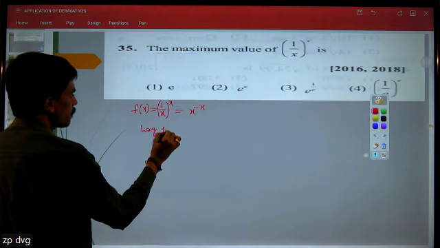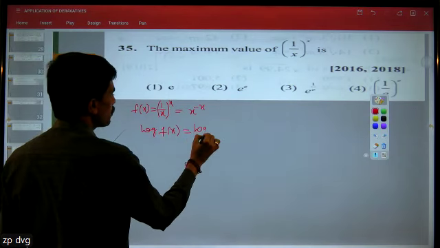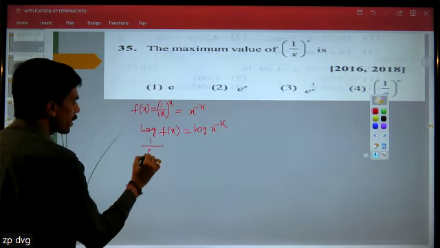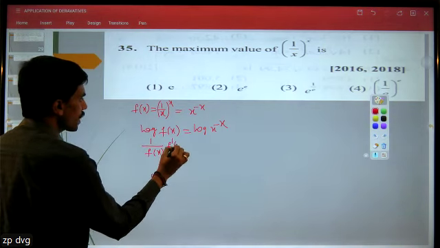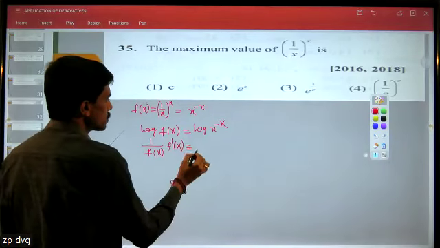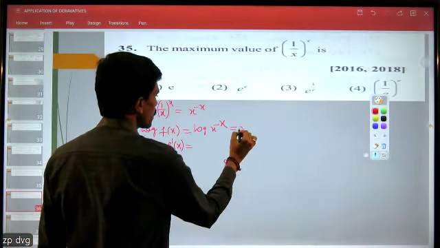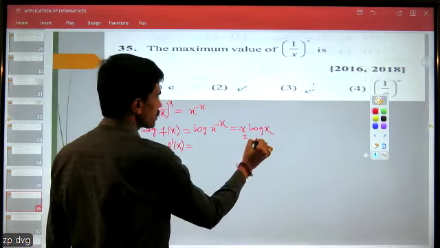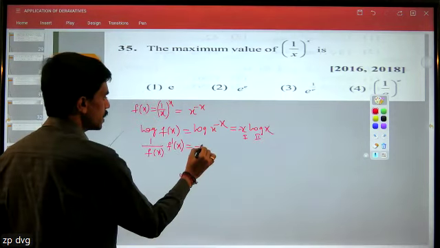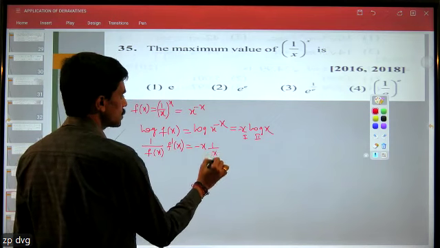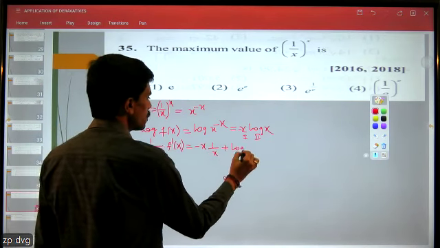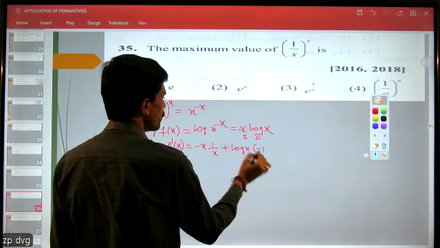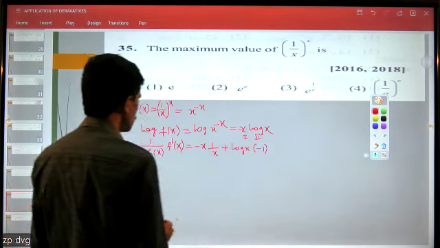Log f of x equal to log x power minus x. Okay, so 1 by f of x into f dash of x is equal to minus x log x, which can be written as minus x into log x. So by applying the product rule, first function into derivative of log x, which is 1 by x, plus second function into derivative of minus x, which is minus 1.